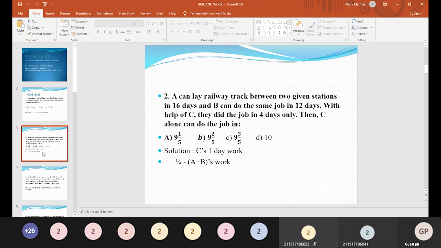Actually, in the question we need to find the number of days C alone can do the job. C's 1 day's work is 5 by 48, so C alone can do it in 48 divided by 5, taking the reciprocal as 48 by 5. Converting into a mixed fraction, it is 9 3 by 5 days. Here C alone can do the work in 9 3 by 5 days, so option C is the right answer.